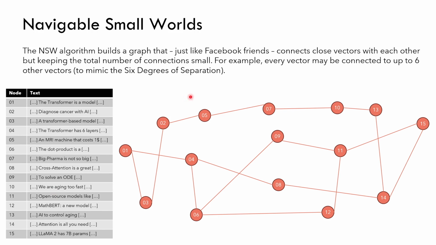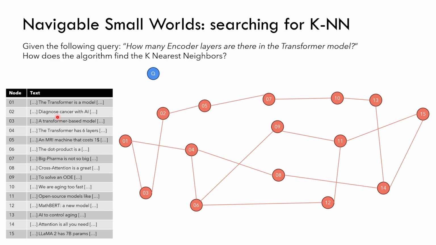And we have a graph like this, in which, for example, the first text is about the transformer, which is connected to another piece of text that talks about the transformer model. Then we have another text that connects the 3 with the 2, which is now talking about cancer with AI, so diagnosing cancer with AI, and etc. etc. Now, how do we find a given query in this particular graph?